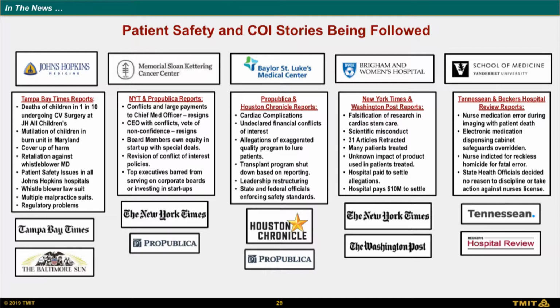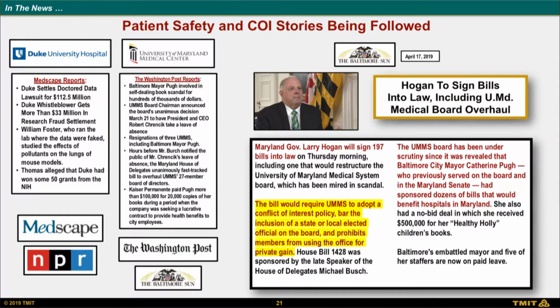We've also been following a number of articles regarding a number of our top medical centers regarding conflicts of interest. The Johns Hopkins story addressed the deaths of 1 in 10 children undergoing CV surgery in Florida, but all of the Johns Hopkins hospitals were implicated in patient safety issues: retaliation against a leader who was bringing up problems with the Burn Center, a whistleblower suit, and just a number of cautionary tales, more than one, that we really need to listen to. The others are Memorial Sloan Kettering, Baylor St. Luke's Medical Center, the Brigham and Women's Hospital, and Vanderbilt University, many leading to retractions of articles for what the Government Office of Research Integrity would say is fraud, which is falsification, fabrication, and there was not much plagiarism in these. These are pretty overt conflict of interest issues that can impact everyone.